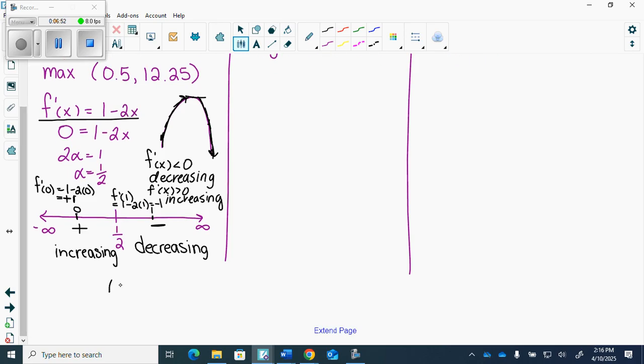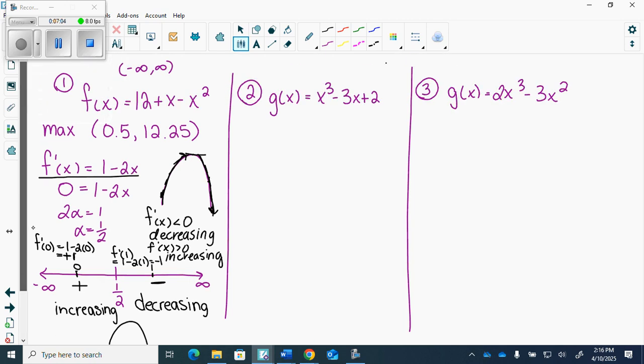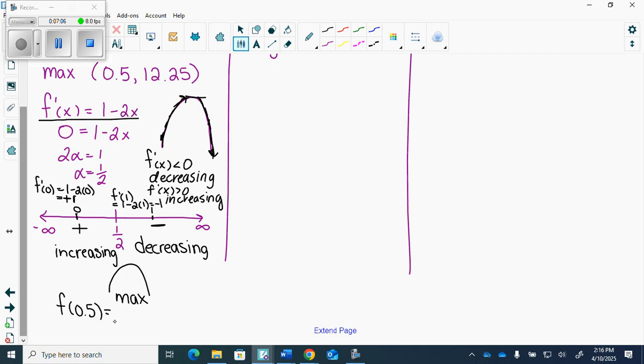So this one increases to decreases. So I know that this is a maximum. And I go f of 0.5 and I plug it into the original. I get 12 plus x minus x squared. So I get 12 plus 0.5 minus 0.5 squared. And when I do that, I get 12.25, which is the maximum I found on my calculator. Do we agree?